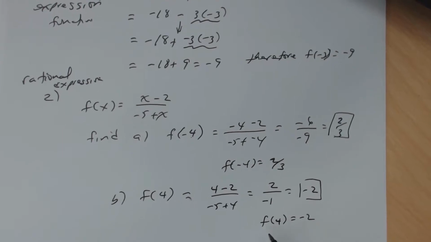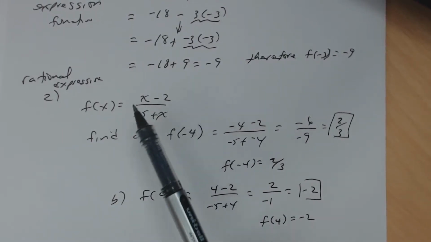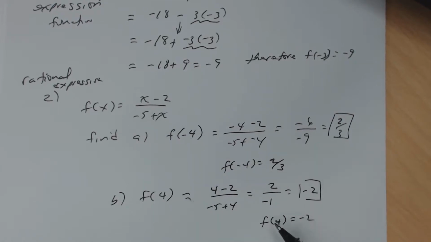So again, what you found was that when you graph this next semester in college algebra, when the x value is 4, my y value is negative 2.